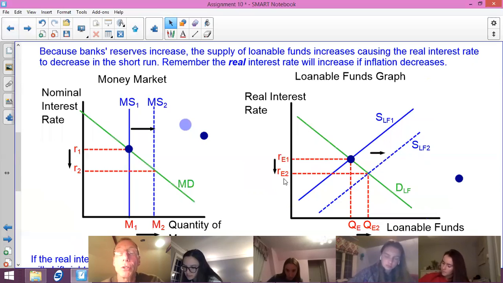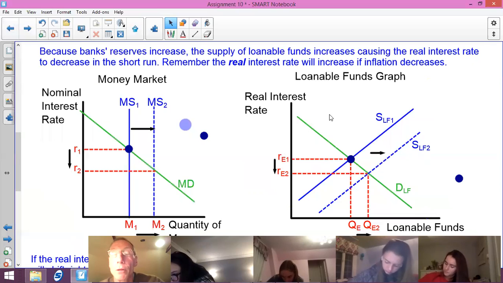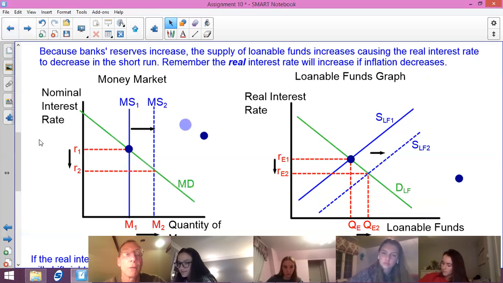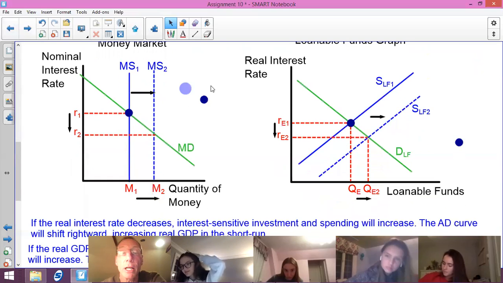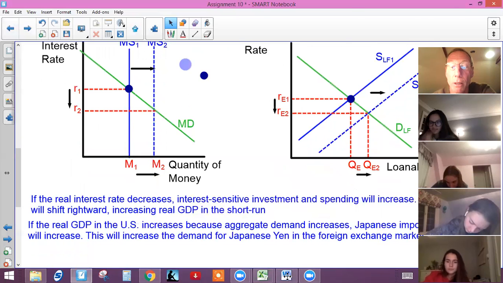And once again, this graph right here, when you're talking about loanable funds, you're taking into account with the real interest rate whatever the expected inflation rate is. So this is the difference between the real interest rate and the nominal. The nominal does not take into account the expected inflation. Okay, so that takes care of that question. And let's jump back and see what's next here.